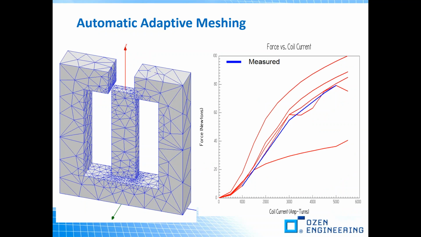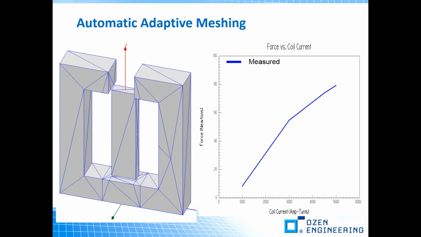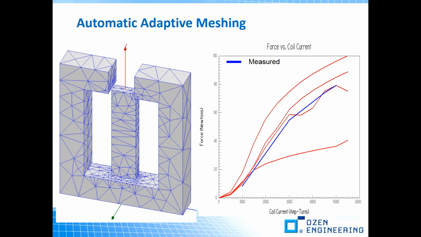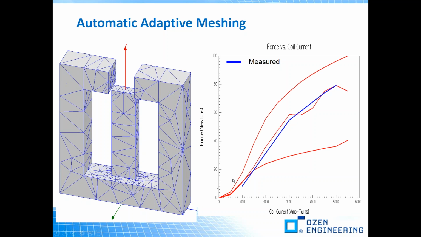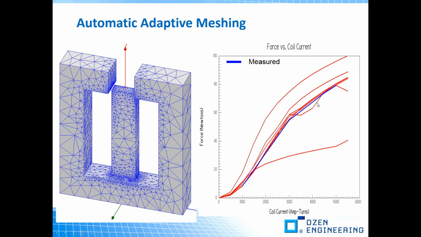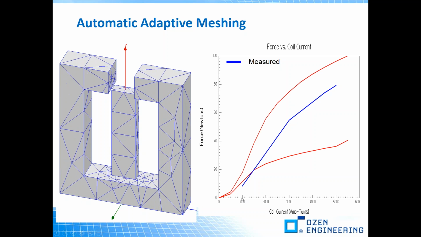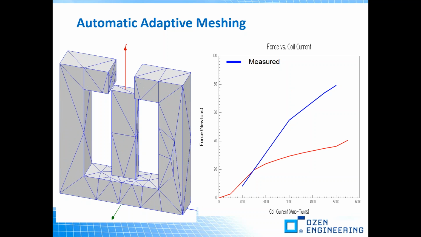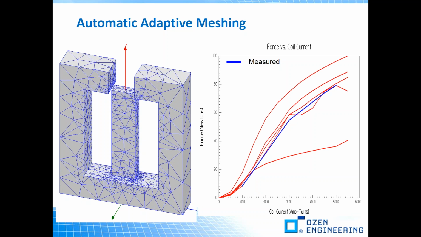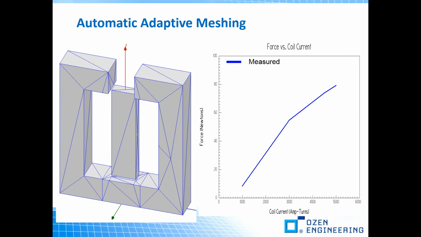And this slide, this animation, shows you how automatic and adaptive meshing works. It's starting from the initial mesh, and you can look at the response and the automatic adaptive mesh refinement continues to get to the stable result.